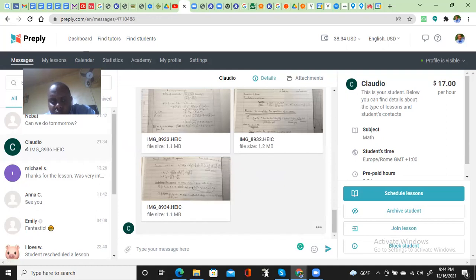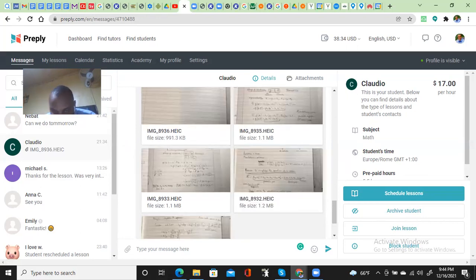Anyway, it's the image 8933. On the top it says running example. Okay. Image 8933. Okay, I see it.